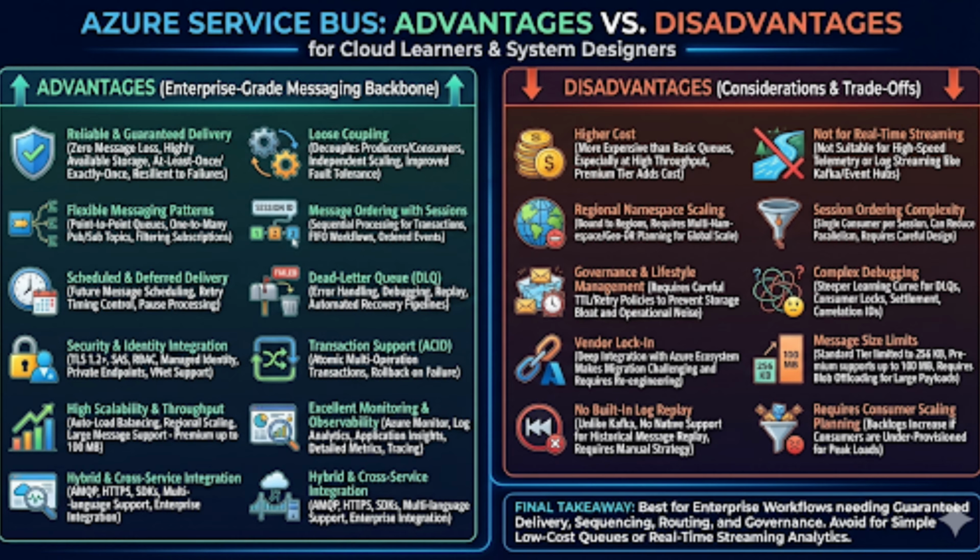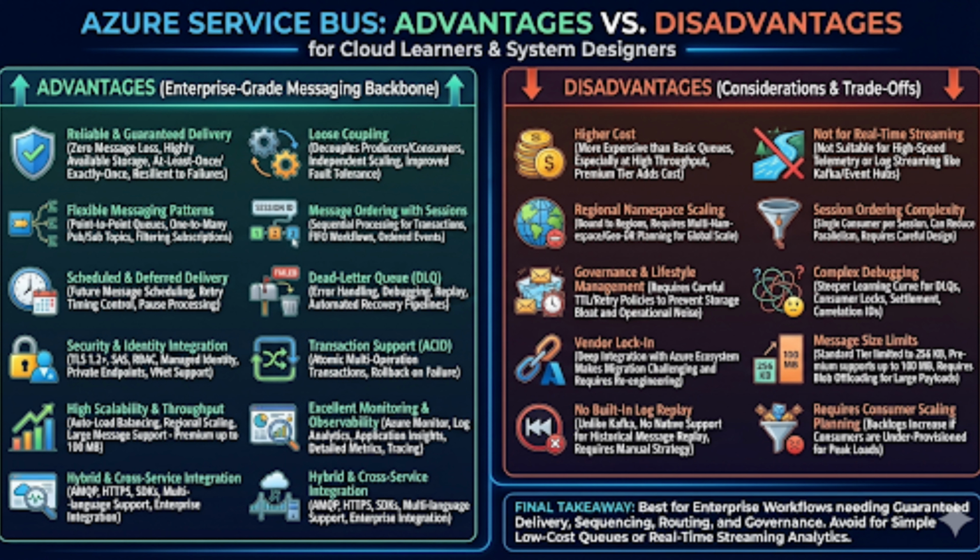8. Transaction support, ACID messaging. Service Bus supports multi-operation transactions. This means systems can receive a message, process it, and publish new messages atomically. If one part fails, the entire transaction rolls back. This is crucial for financial operations, inventory updates, billing systems, or multi-message workflows requiring atomicity.